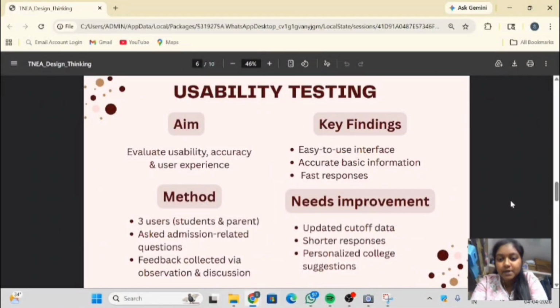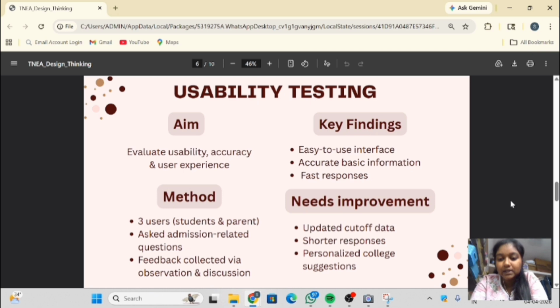I'm Shweta and I'm going to present about the usability testing. After developing the prototype of the chatbot system, we conducted usability testing to evaluate how effectively users can interact with the system and whether it meets the needs of the students during the TNEA counseling process. The main purpose of usability testing is to determine whether the system is easy to use, efficient and helpful for users. It allows us to understand how real users interact with the application and whether they can easily achieve their goals. Usability testing helps ensure that the solution is not only technically functional but also user friendly and practical for real world use.